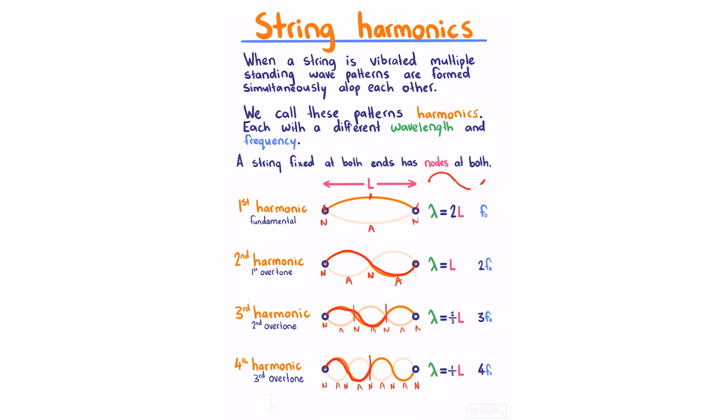Theoretically, the amount of harmonics is infinite, though as the number of the harmonic increases, the amplitude of that harmonic decreases, such that of these 4 harmonics, the first harmonic is always going to be the loudest, and the fourth harmonic is going to be the quietest.